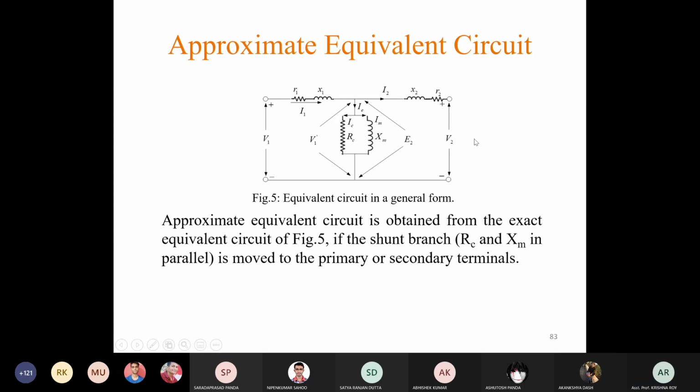Now here you can see this point, the primary current at this point is getting divided into two components. One is the exciting current, another is the load current. This I2 is actually the load current, which in the exact equivalent circuit of the transformer is the I1 dash, and how I1 dash and I2 are related, we have already discussed.